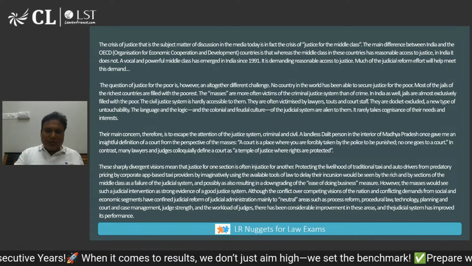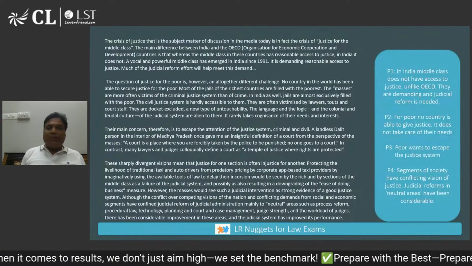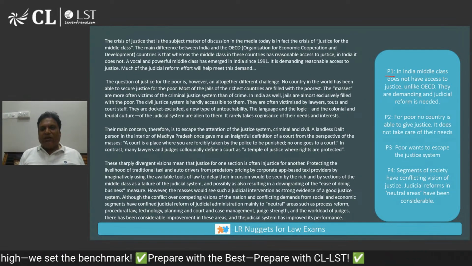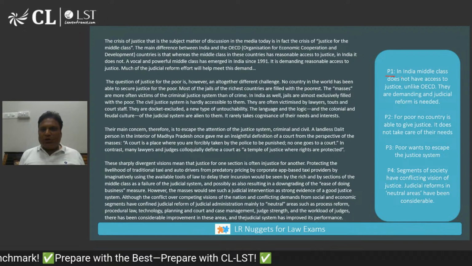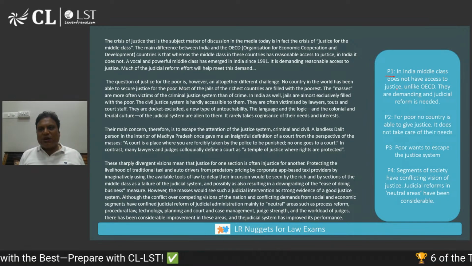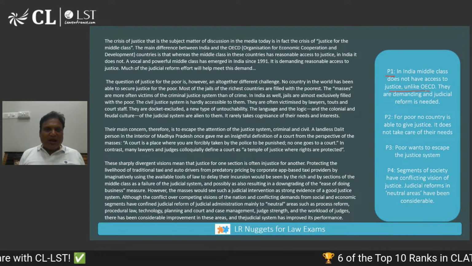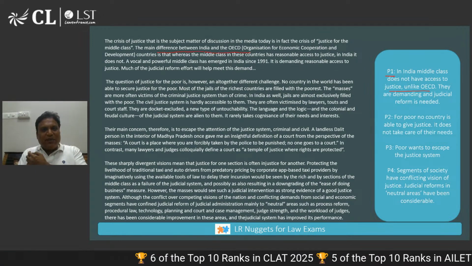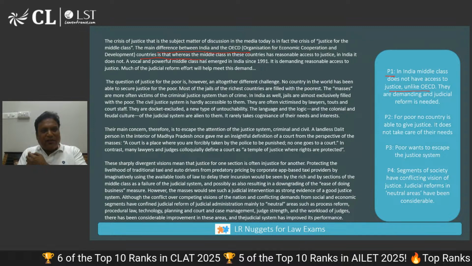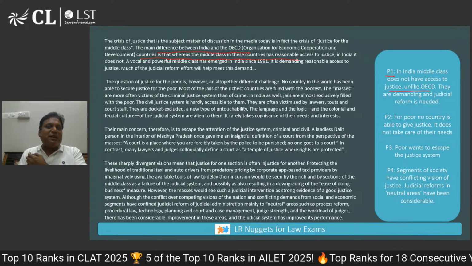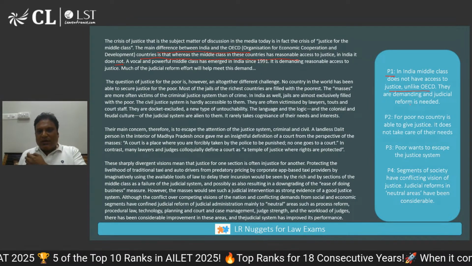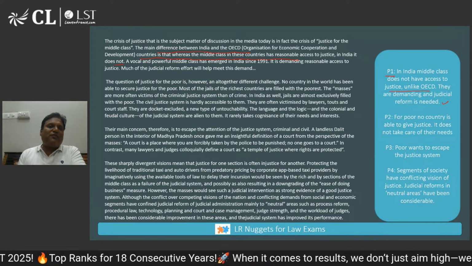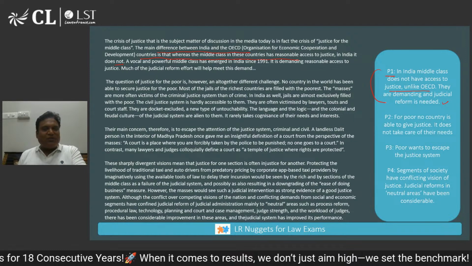Okay, chalo. So let us make a table of content of this passage. Paragraph number one: what it is basically talking about is that in India, the middle class does not have access to justice, unlike outside countries. The main difference between India and OECD countries is that whereas the middle class in these countries has reasonable access, in India it does not. They are demanding justice, and judicial reform is needed. That is the basic summary of the first paragraph.